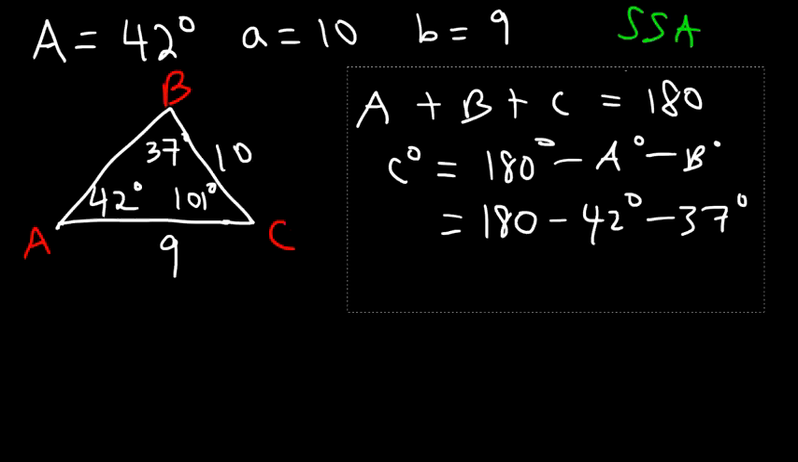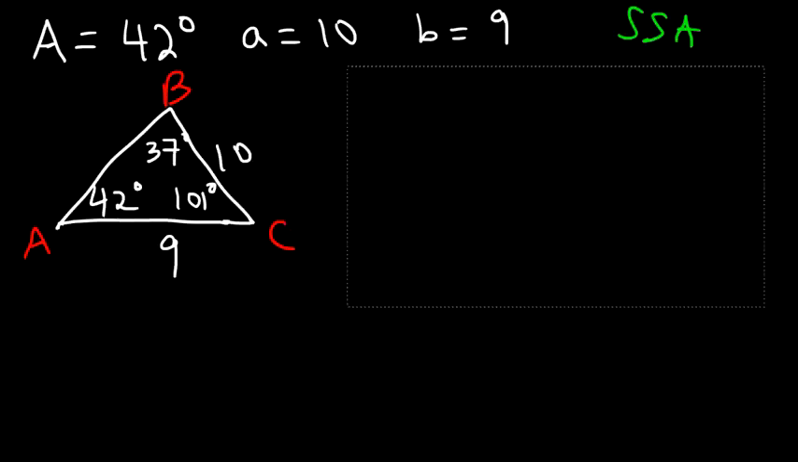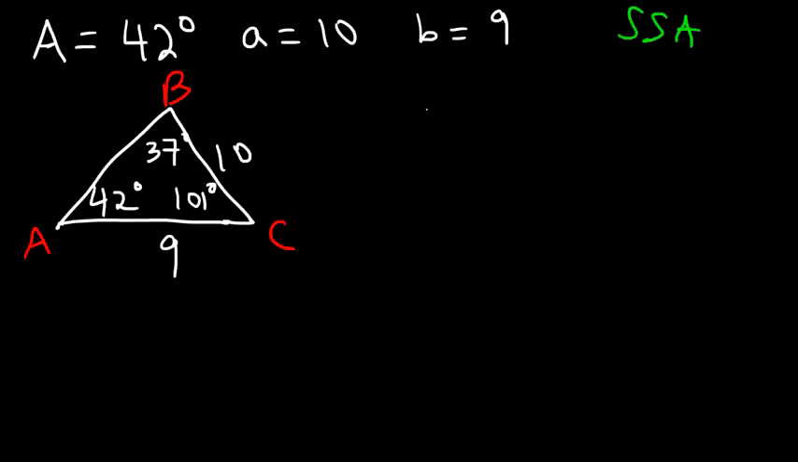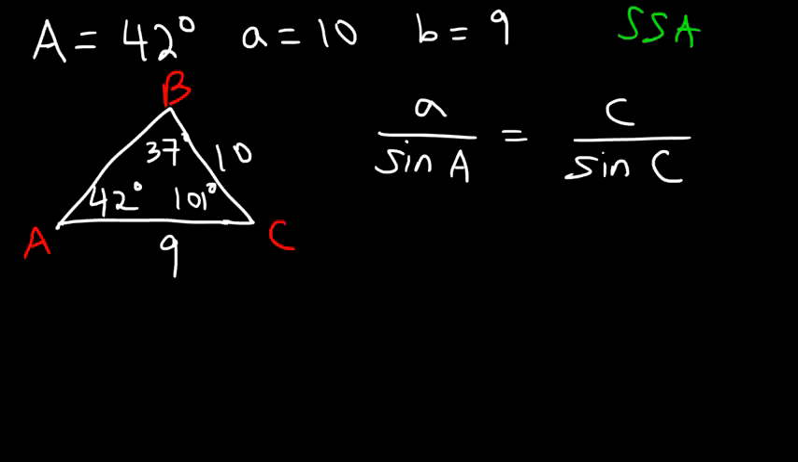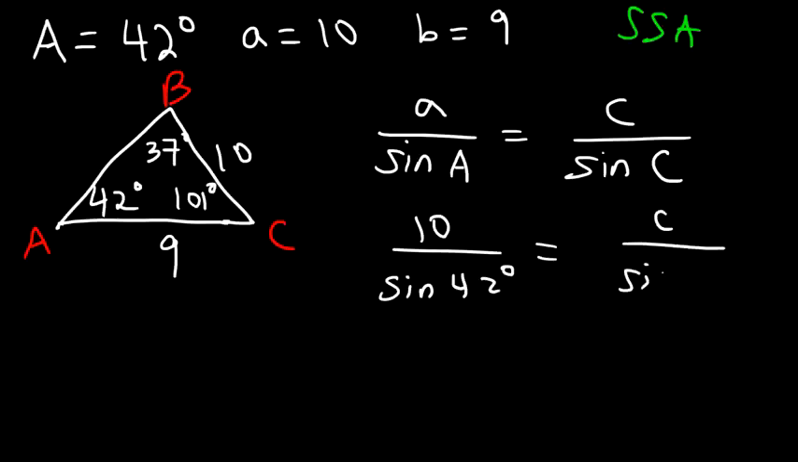Now we can find the last missing side, side C. So let's use this formula: A divided by sine A is equal to C over sine C. Side A, we know it's 10. Angle A is 42. Side C, we're looking for that. Angle C is 101.